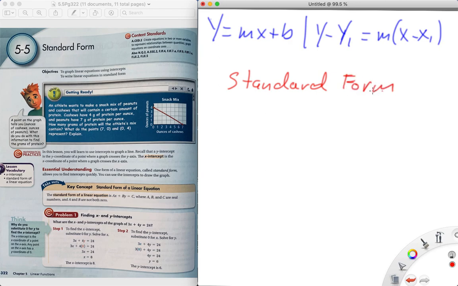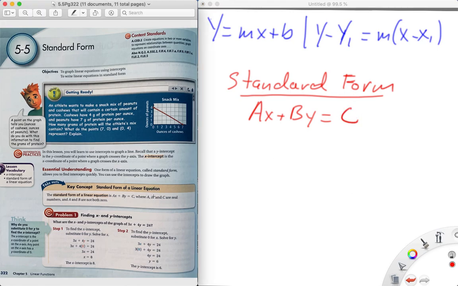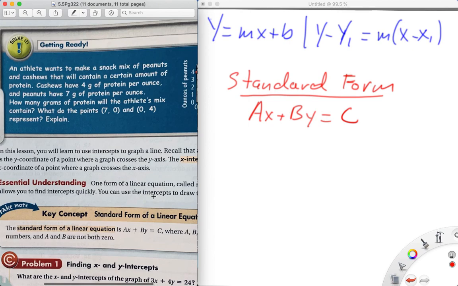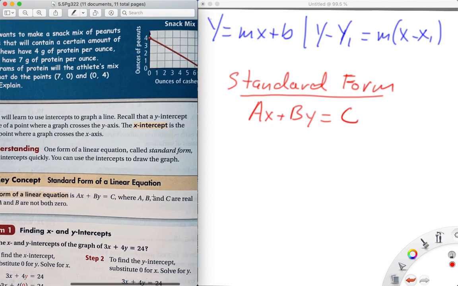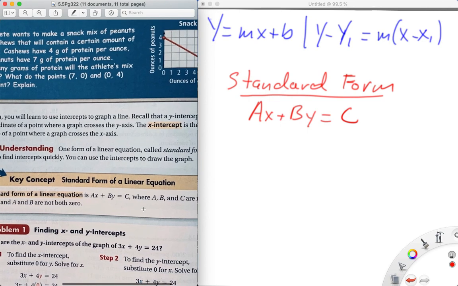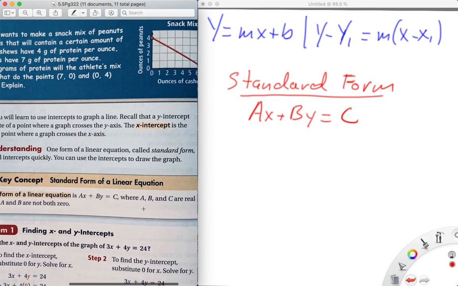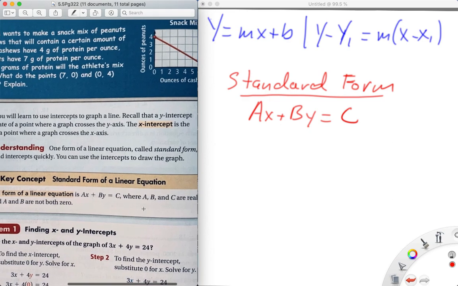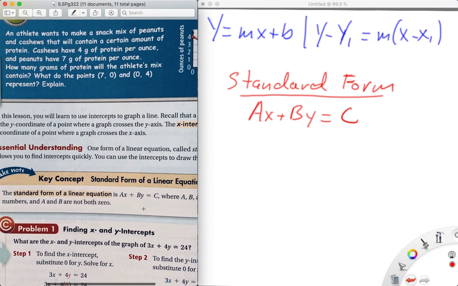And standard form is in the equation of ax plus by equals c. And here's the rules that they say, and they don't really say it all, so I'll add on to it a little bit. So ax plus by equals c, where a, b, and c are real numbers, and a and b are both non-zero.